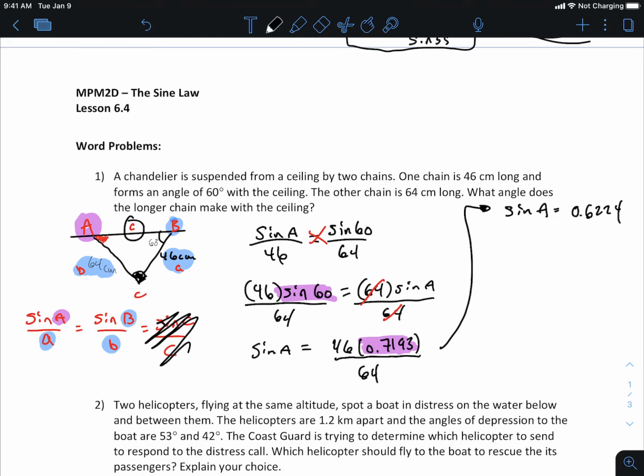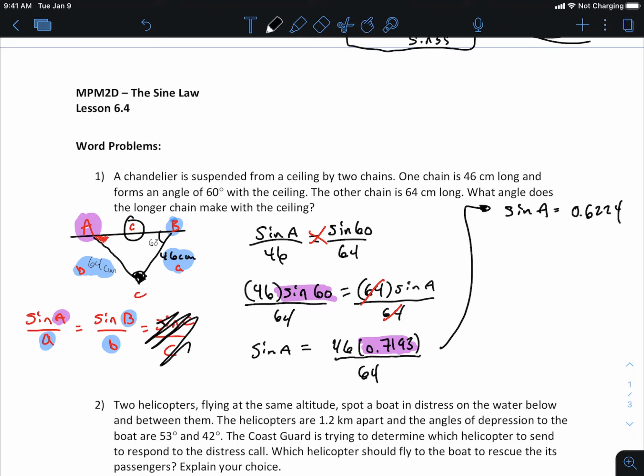Okay. That's obviously not an angle, right? But it is a decimal. You have a table full of decimals. So let's go find that underneath the sine column. 0.6224.